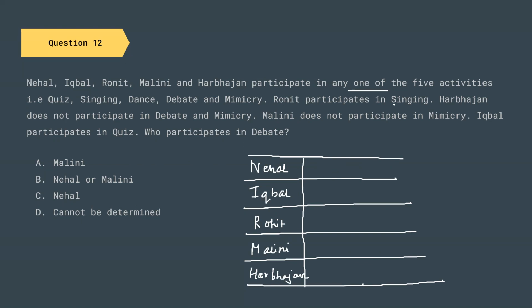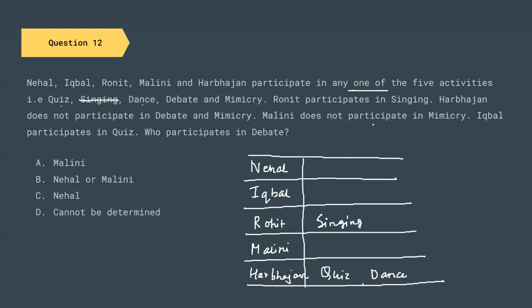Rohit participates in singing. So singing goes here, and singing is eliminated from the viable options. Harbhajan does not participate in debate or mimicry. That means Harbhajan participates in quiz or dance. So let us write quiz and dance here.